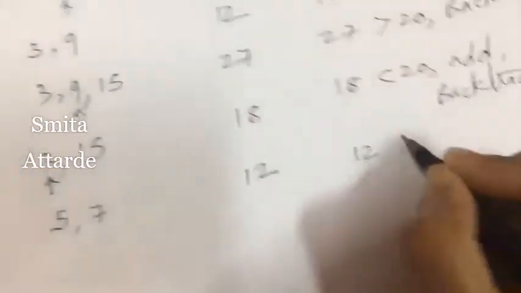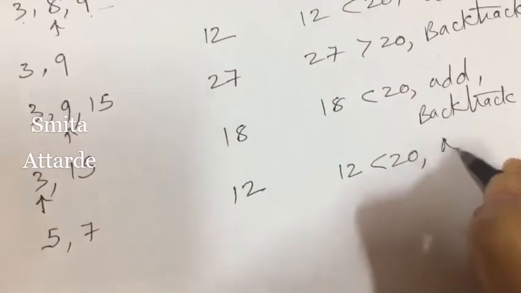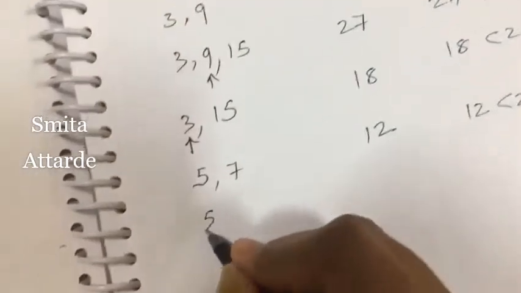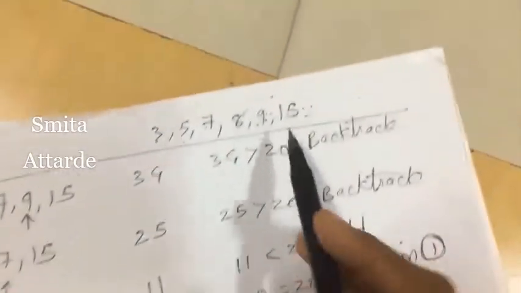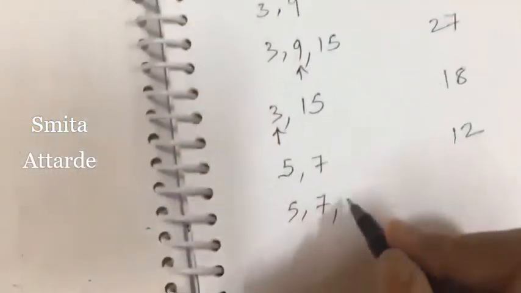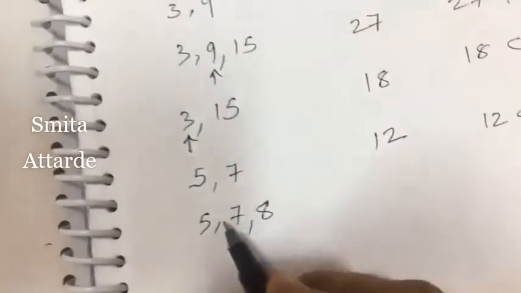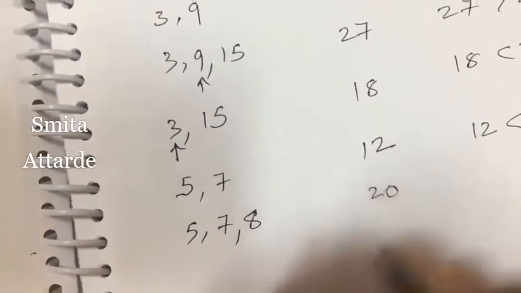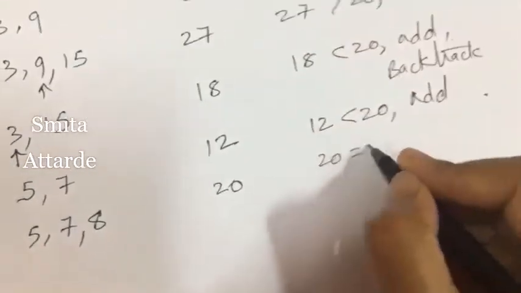12 is less than 20, so add the next element. So I have 5, 7. After 7, the next element is 8. So 5 plus 7 plus 8 will give me 20. So 20 equals 20.